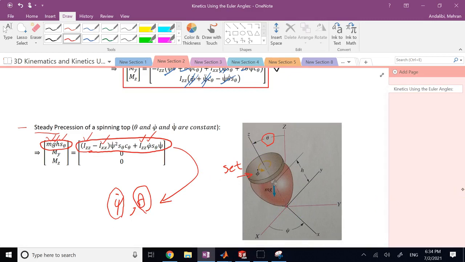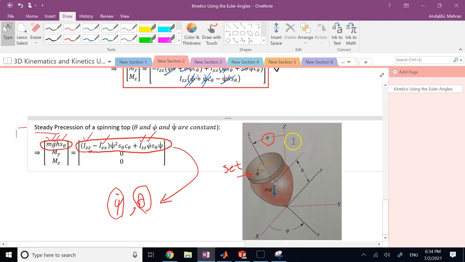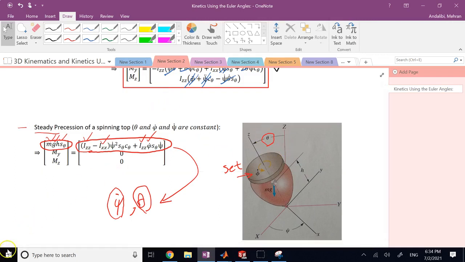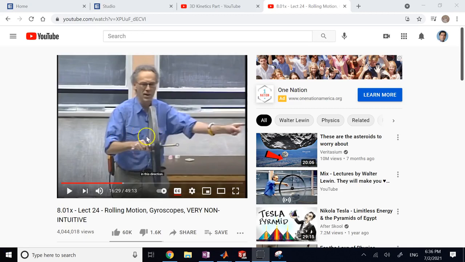Okay, and one physical example of that, let me show you since it might be interesting, is when you see Mr. Walter Lewin, he shows the gyroscopic effect in one of his lectures. That would be a good case of this. So let me show you that. What he does here is he hangs a bicycle tire wheel from the end point of this axle. He hangs it from this point to a cable that is vertical.